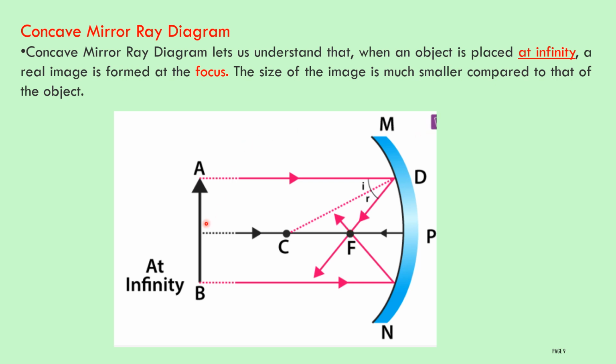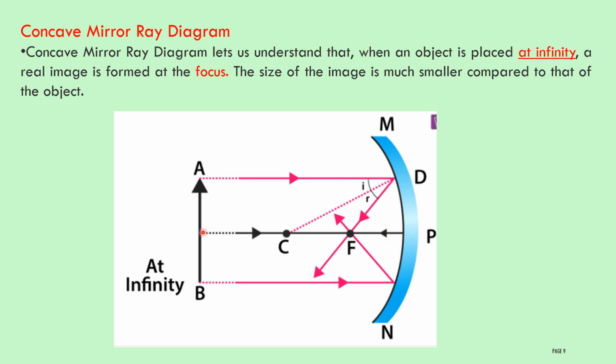Here you are keeping the object at infinity. When drawing a ray diagram, we normally consider two rays, to see whether they will intersect or diverge. Here also we consider two rays. The two rays must be parallel to the principal axis. This is the principal axis.